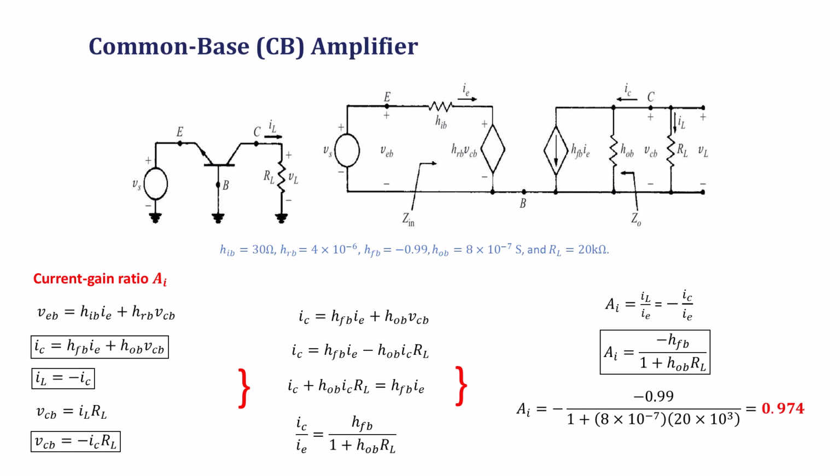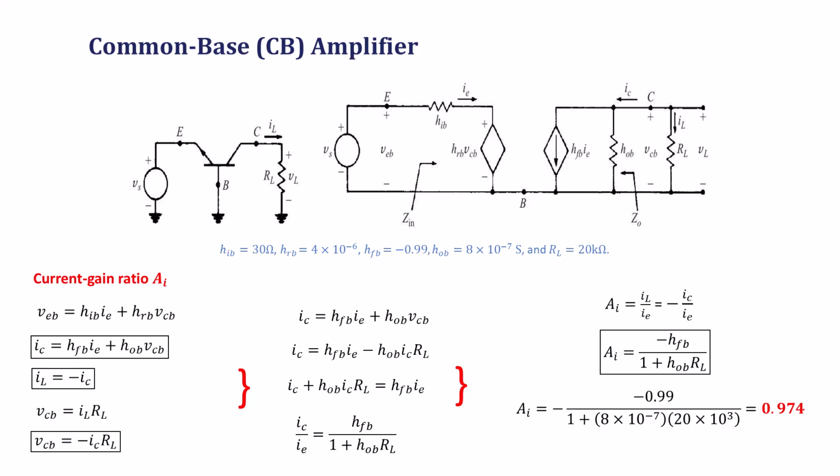Note the current gain AI is defined as IL over IE, which is the same as negative IC over IE. So AI equals negative HFB divided by 1 plus HOB times RL. Plugging in our numbers, negative 0.99 divided by 1 plus 8 times 10 to the negative 7 times 20 times 10 cubed, that works out to a current gain of 0.974.